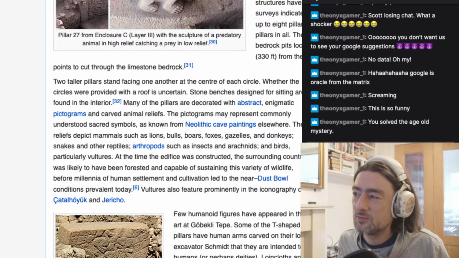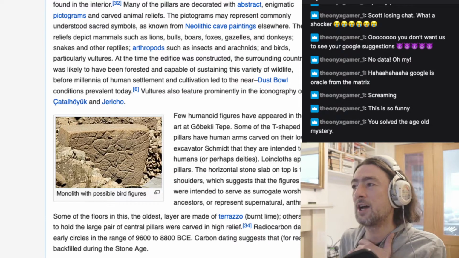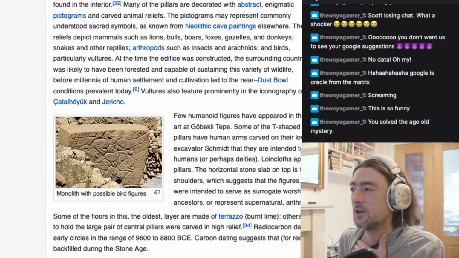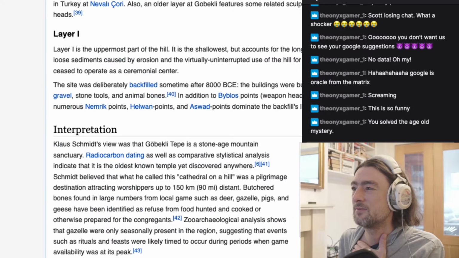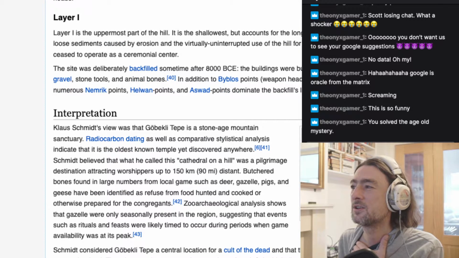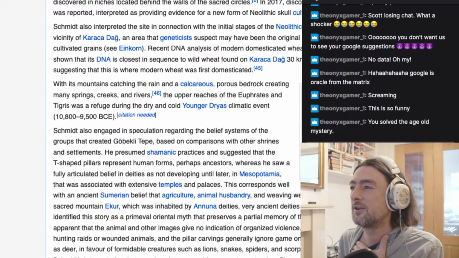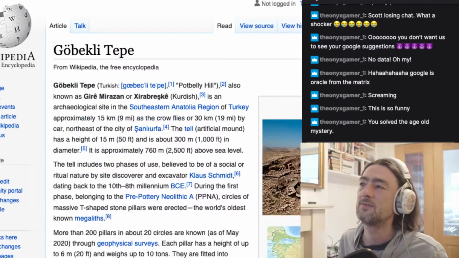But also, what's a shame is that there's nothing here to tell you exactly what I've just said, which is the obvious facts of what happened. Some of the floors are made of terrazzo, burned lime. Oh, there's a bedrock. Yeah, nothing's really mentioned. Interpretations: Cathedral on a hill, Cult of the Dead, Neolithic, belief systems. Importance. There's nothing to say there. Any of that stuff that I've just said.